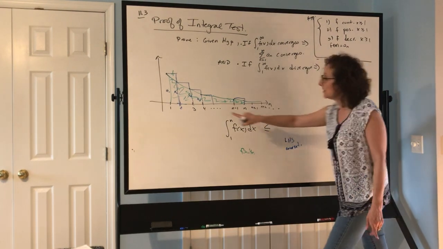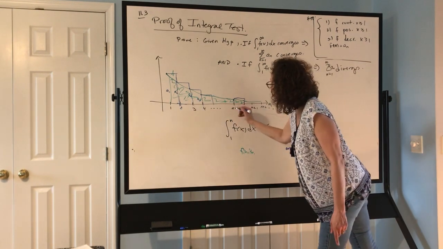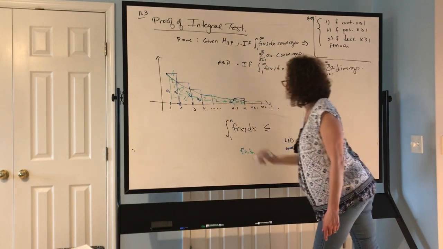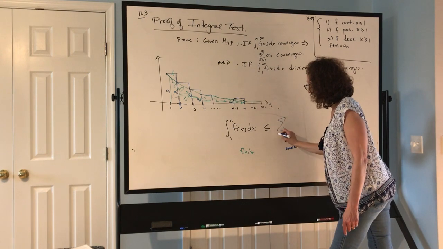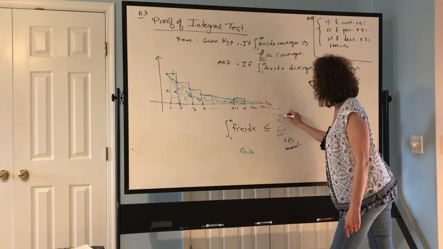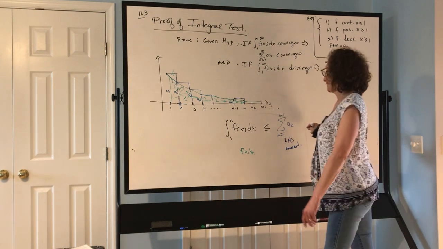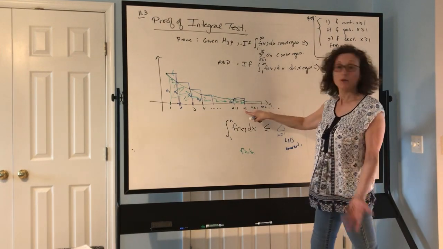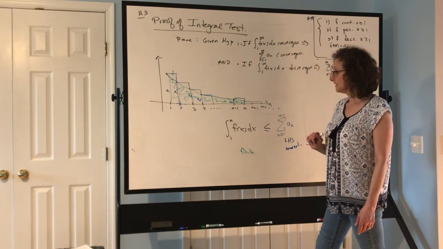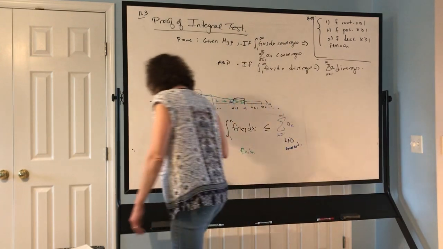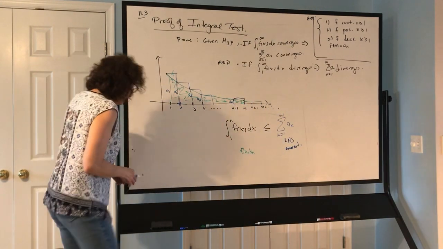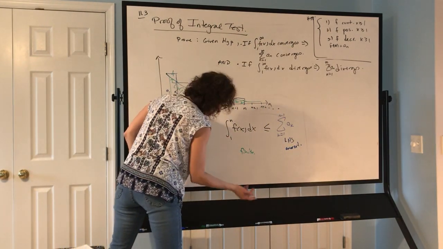Well, I'm summing. I've got A1, A2, A3. What's my last one? A sub n minus 1. So I am summing from k equals 1 to n minus 1 of a sub k, right? It's a sub k times 1 for the area of each rectangle. That's my overestimate.